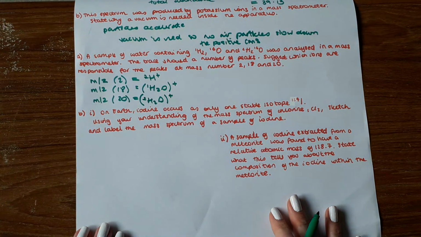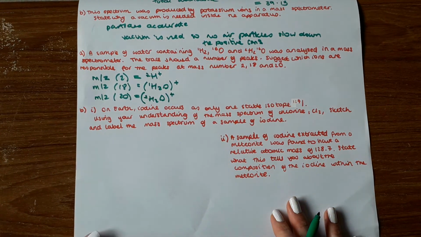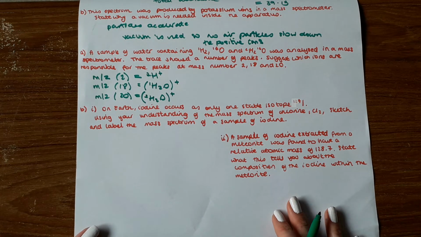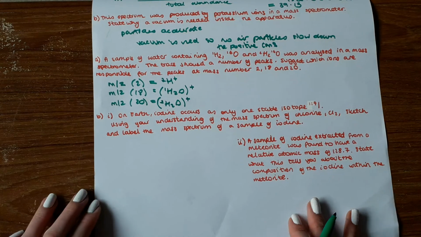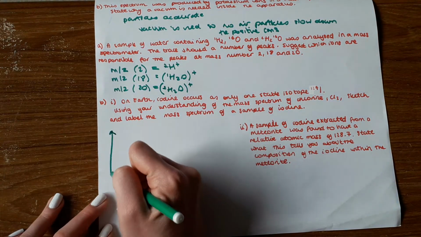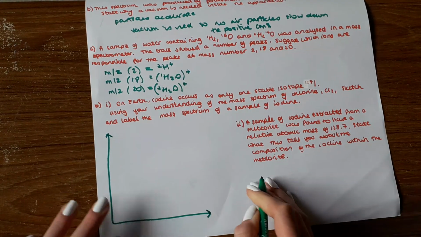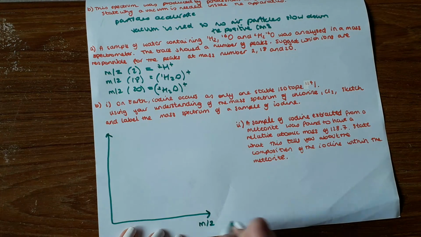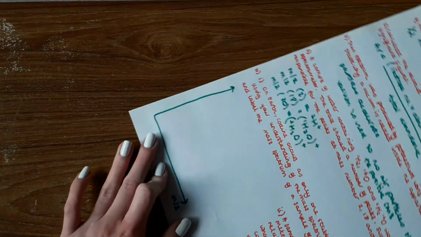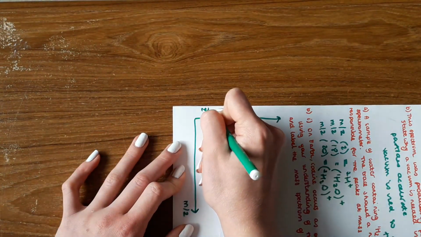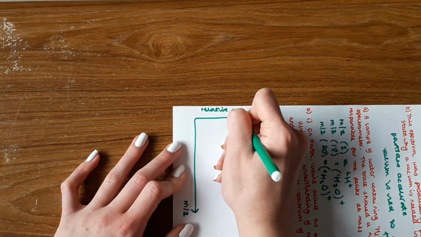And next part. On Earth, iodine occurs as only one stable isotope, 127I. Using your understanding of the mass spectrum of chlorine, sketch and label the mass spectrum of a sample of iodine. So what you want to do first is draw a graph. On this axis, you have the m/z. On this axis, you have the relative abundance.